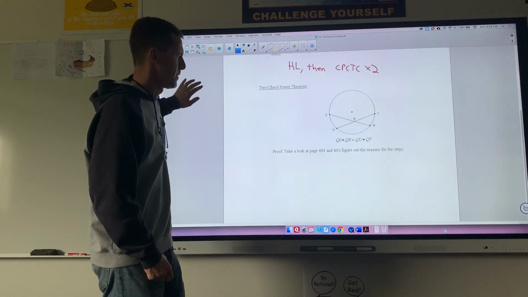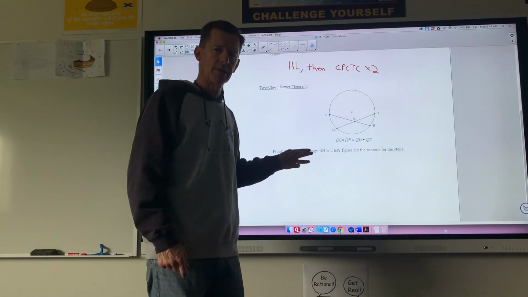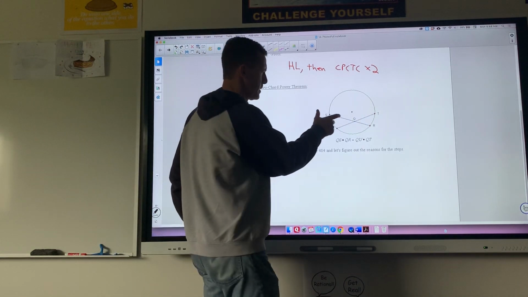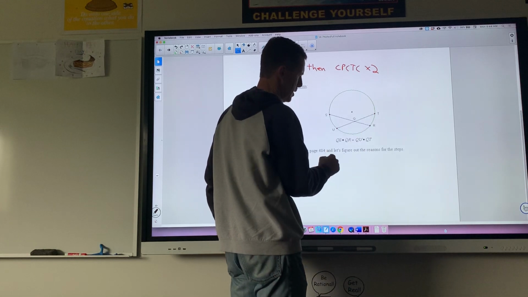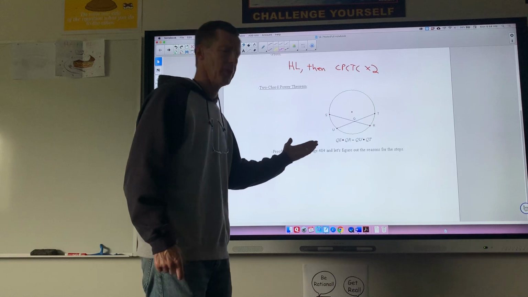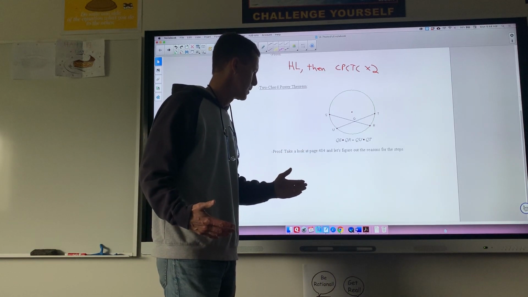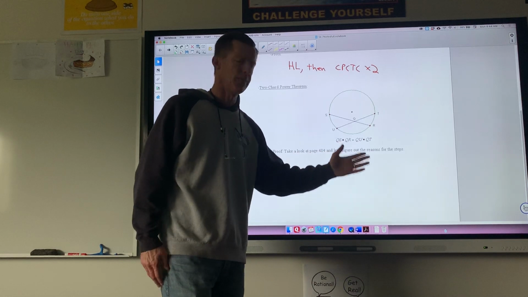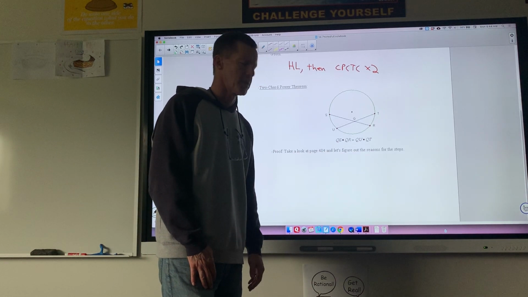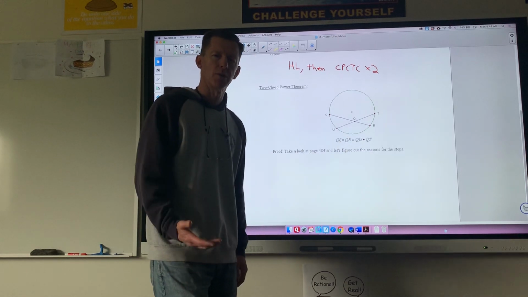The two-chord power theorem basically says that if we have two chords that intersect in the interior of a circle, then QS times QR is going to equal QU times QT. I'd love for you to go to page 484. I actually don't have my book here, so I'm not going to be able to do it with you. But go to 484 and see if you can figure out the reasons for the steps in the proof. But by and large, that's kind of what you need to make sure that you know.